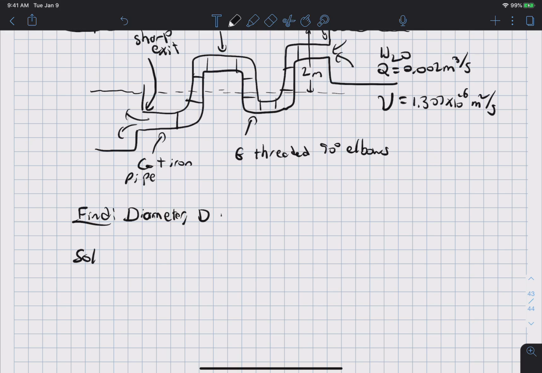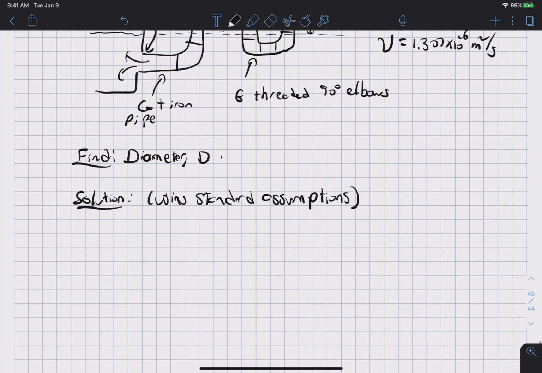So solution, again, using the standard assumptions. Again, in your homework, you would actually explicitly list all those assumptions as I've shown in all the other problems. So we're going to use the energy equation here.